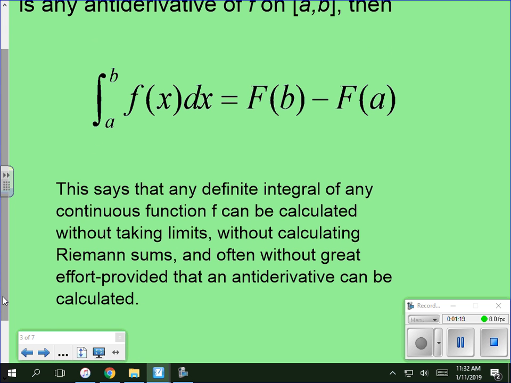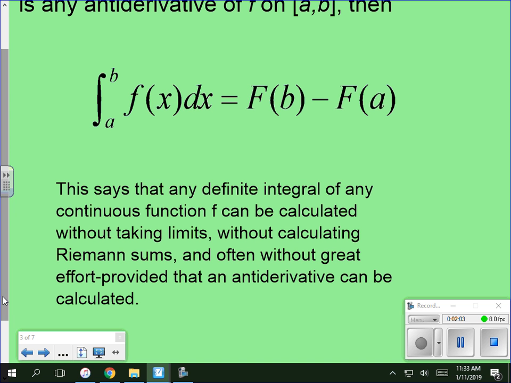Okay, this says the definite integral of any continuous function f can be calculated without taking limits. No more Riemann sums, no limits involved. Without calculating Riemann sums, and often without great effort, provided that an antiderivative can be calculated. If you can figure out the antiderivative of a function, this is how you want to solve your problems. The only time you do not use this is when you're directed to use another method, which will happen on Monday.